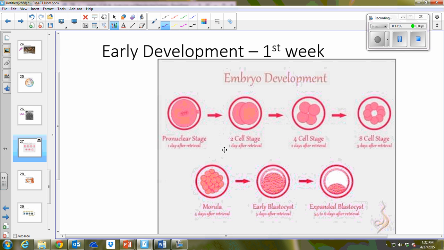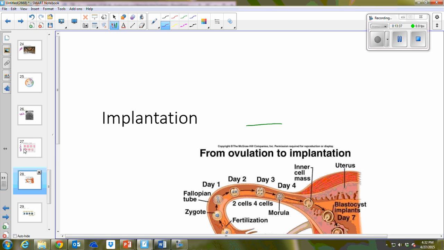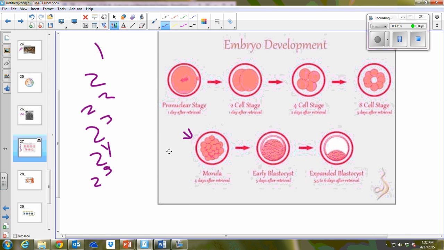Well, that single cell will begin dividing. And you can do the math. You start with 1, then 2, then 2 squared, 2 to the third. This number is going to get very big very fast until, at about 4 days after conception, you have what's called a morula. A morula is just a ball of cells.